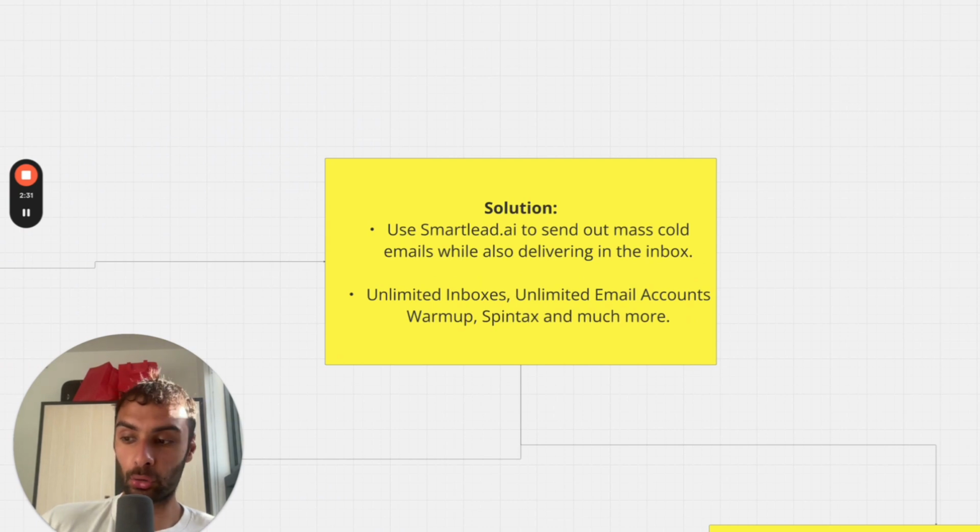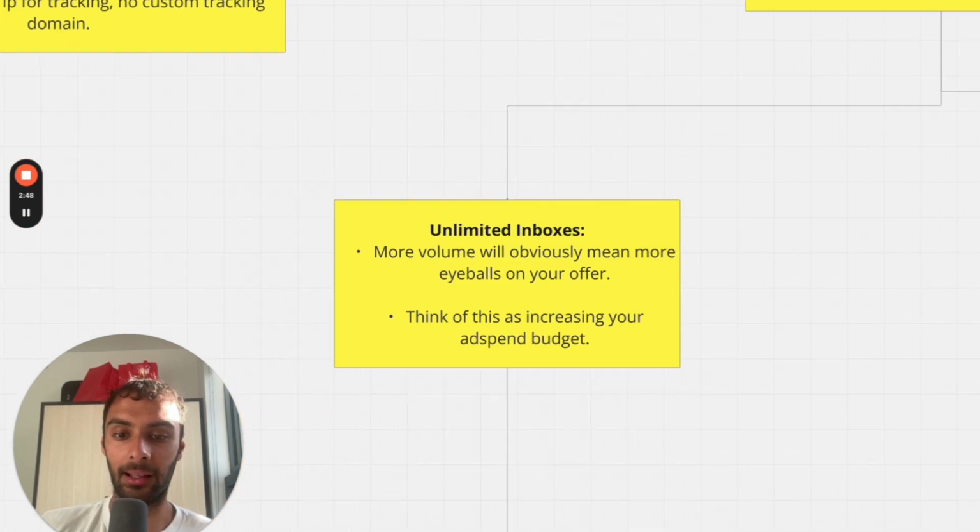So here's what you should do instead of using Apollo. You should use a tool like smartlead.ai to send out mass cold emails while also delivering in the inbox and not landing in spam. The reason is because it has unlimited inboxes, unlimited email accounts, unlimited email account warm-ups, spintax, and much more. So let me break down everything that it has, right?